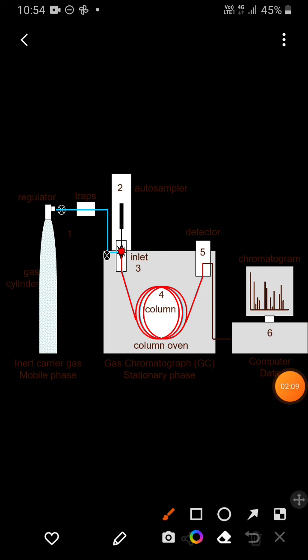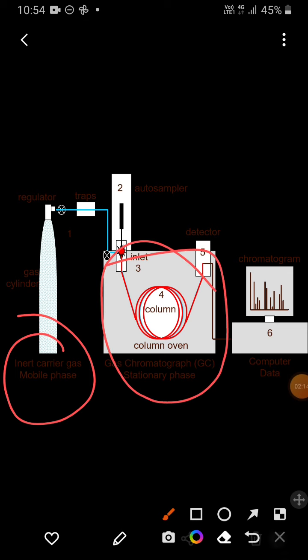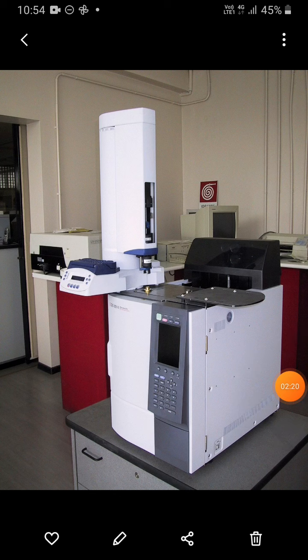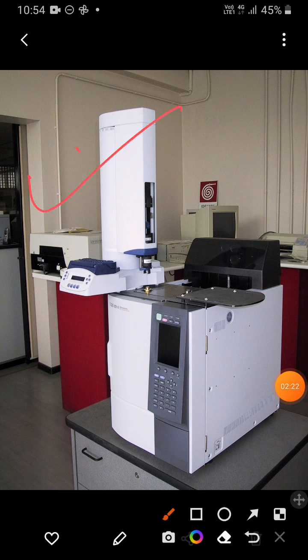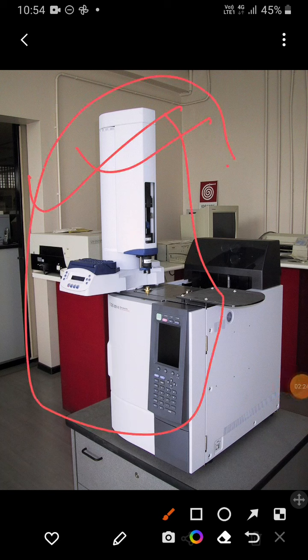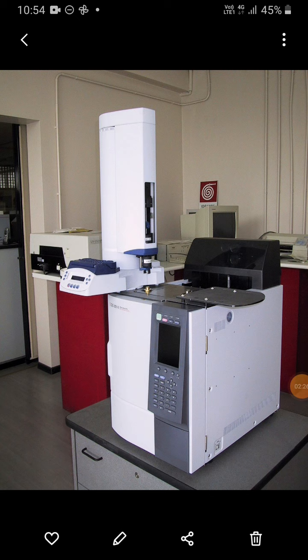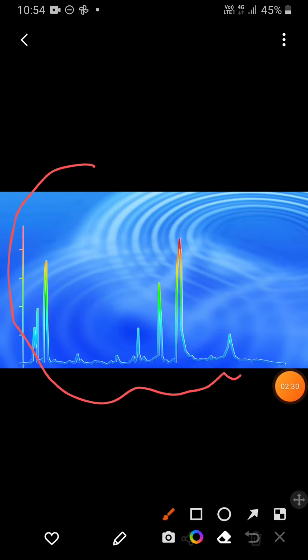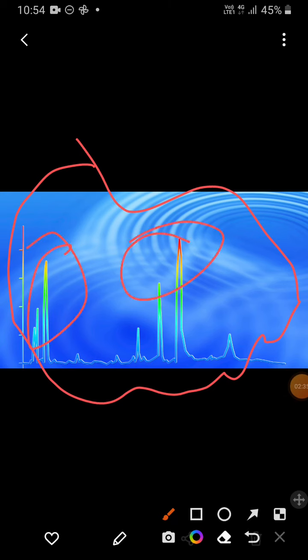So here the inert carrier gas is the mobile phase and the column is the stationary phase, right? And here as the inert gas we are using helium. So this is a real life gas chromatographic instrument that we use to separate chemical components, and the chromatographic graph will be something like that. This graph tells us which components are present in the chemical mixture and in what amount.